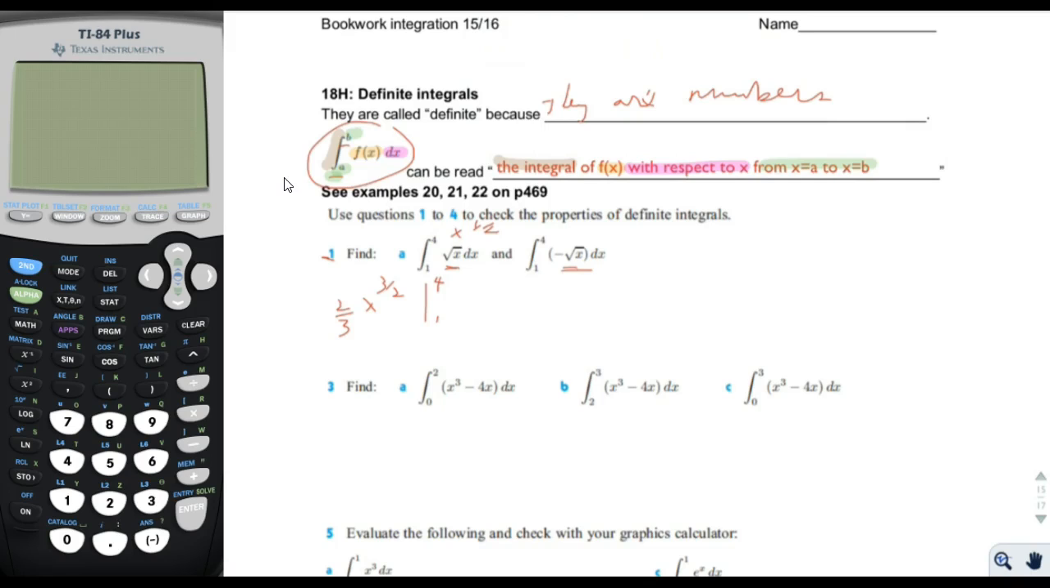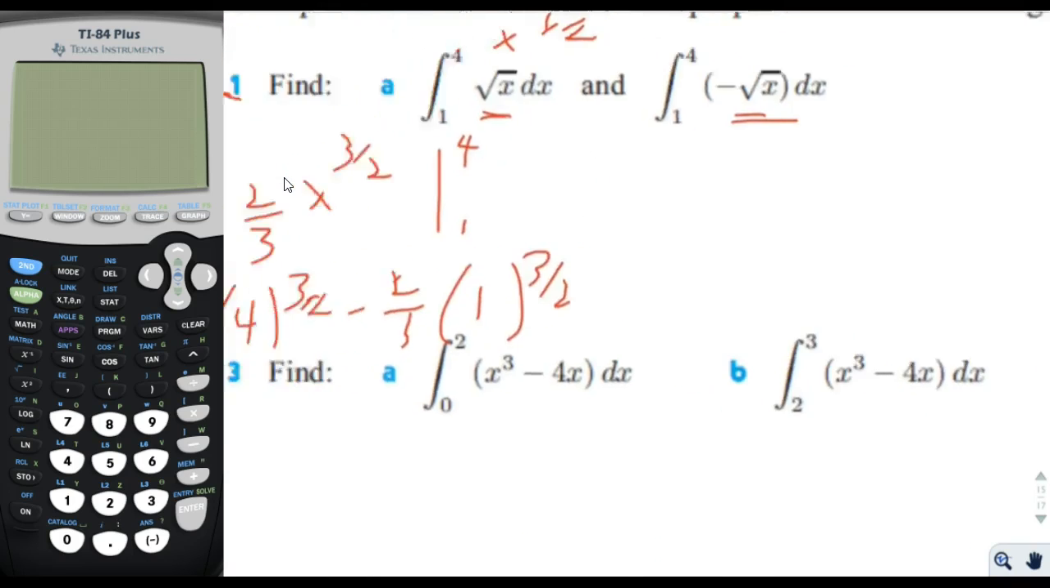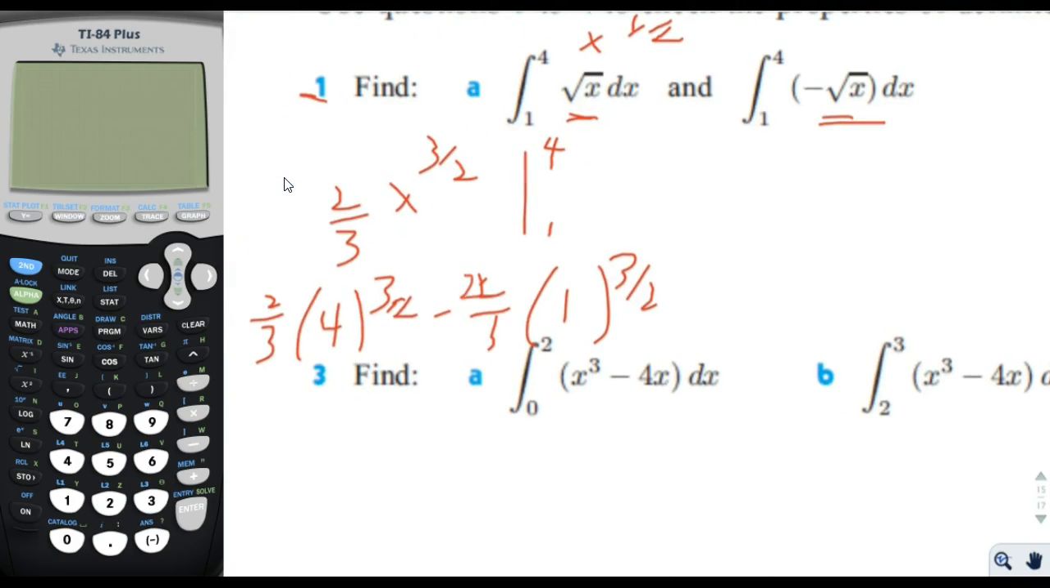And that would be equal to, we're just going to put 4 into it first, 4 to the 3/2. And then we're going to subtract the one where we put in 1. Sorry about the writing there. It's a new pen. It's a little bit too hard, I think.